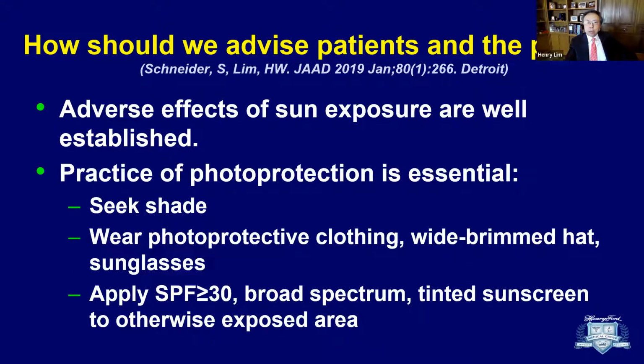I mentioned before that the practice of photoprotection is essential. People should continue to be encouraged to go outdoors and participate in outdoor activities if they want to do that, but they need to do this package of seeking shade when outdoors, wearing photoprotective clothing, a white brim hat, as well as sunglasses, and applying sunscreen on the otherwise exposed areas. Usually we do recommend an SPF 30 or above, broad spectrum, because this would indicate that the sunscreen would protect not only against UVB, but also against UVA, and then tinted sunscreen to protect against visible light. This is especially important for darker skinned individuals.